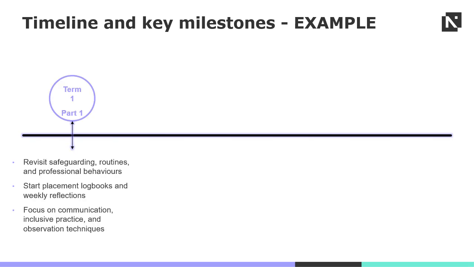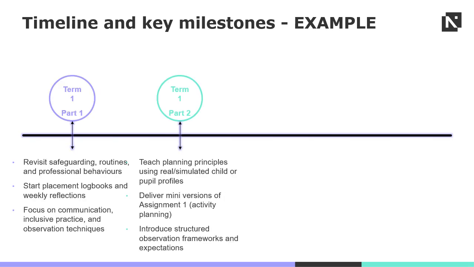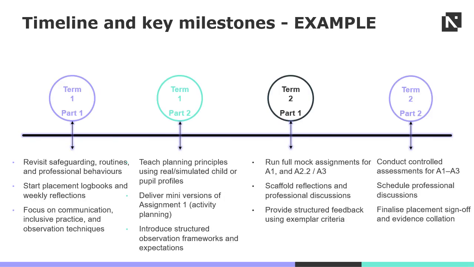The timeline on screen now gives a suggested structure for delivering and preparing for the occupational specialism assessments across the year. In Term 1, Part 1, the focus is on laying solid foundations, revisit safeguarding, routines and professional behaviours. This is the time to begin placement logbooks if you use one, and build habits like weekly reflections. Prioritise communication, inclusive practice and observation techniques early on.